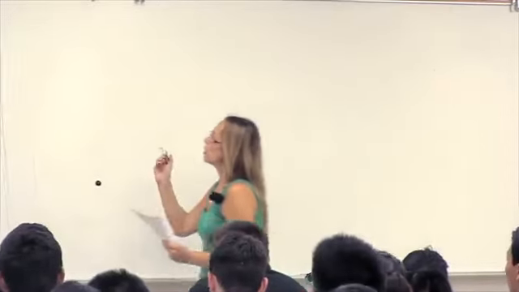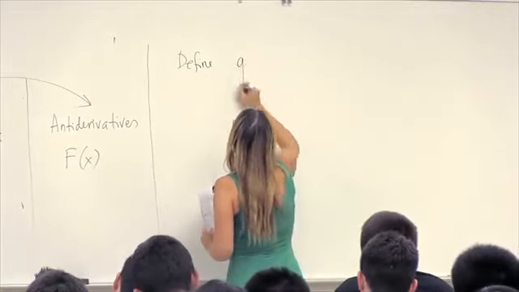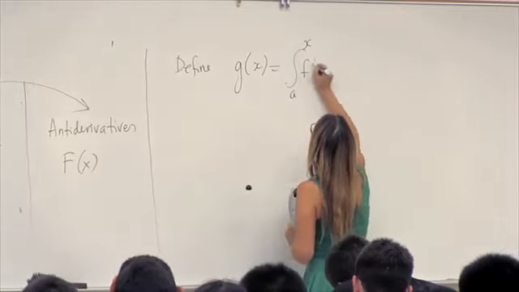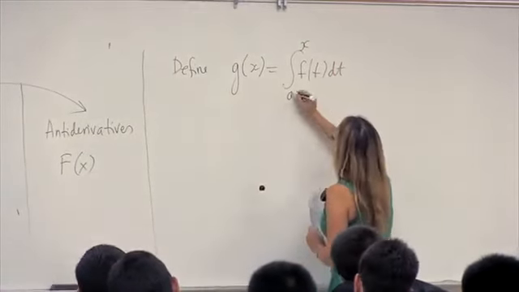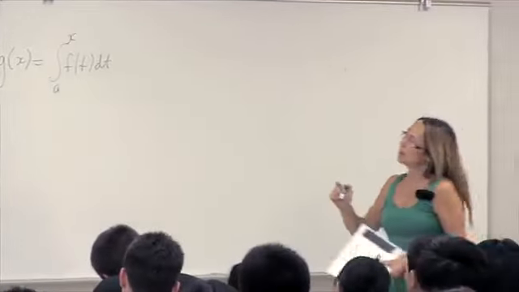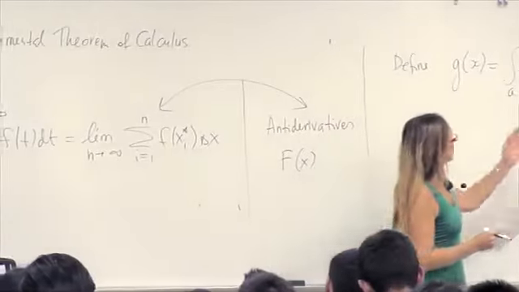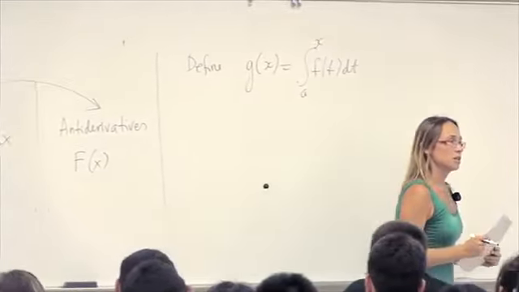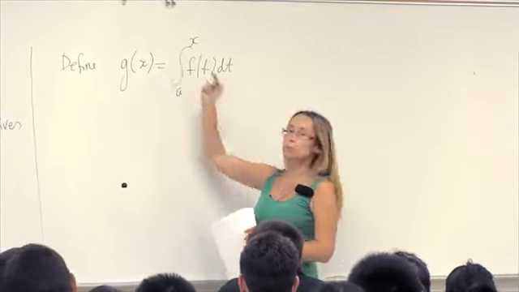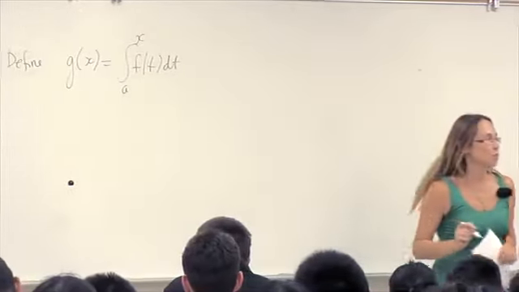To start with, I'm going to define a function g of x that's equal to an integral from a to x of another function f. So f is a given function, and we integrate like this, okay, between the limits a and x. This is slightly unusual because the argument of the function on the left coincides with the upper limit of integration on the right. So what does this mean?